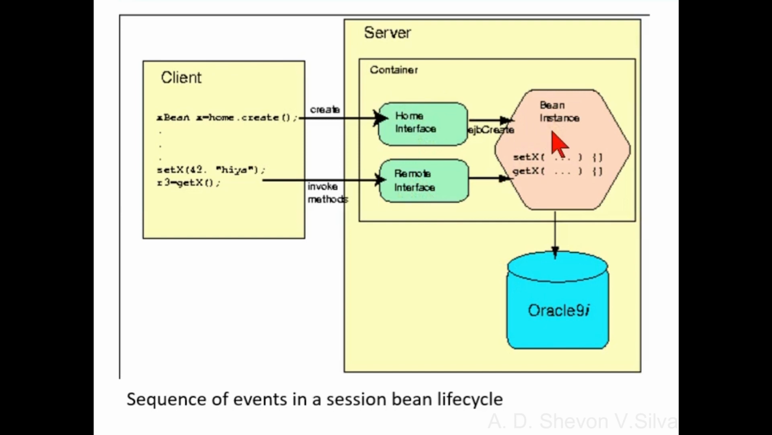The home interface is connected to the bean instance. EJB create is passed from the home interface to the bean instance. The remote interface is connected to the bean instance. The bean instance is connected to the Oracle 9 database here. Here you can see a stateless session bean lifecycle.